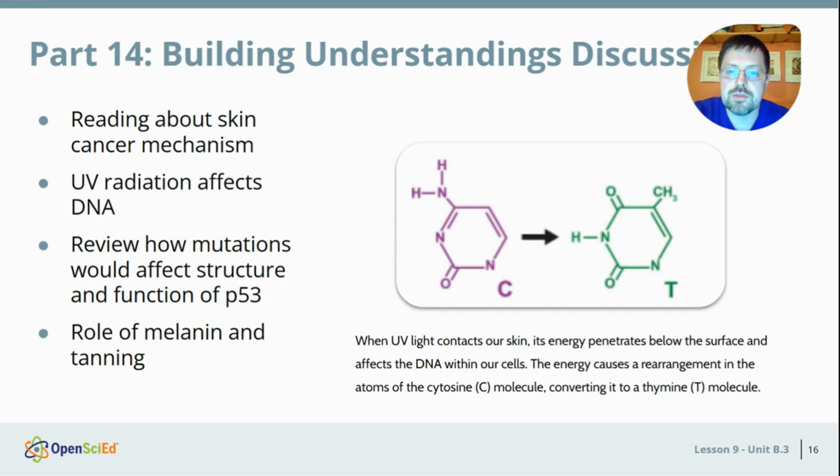In the reading, students find out that UV causes our cytosine nucleotide to change to thymine. This is a good opportunity to revisit what students learned about DNA, mRNA, and proteins in lessons 5 and 6 of this unit. Switching a C for a T in a gene like P53 could lead to skin cancer. It's important to emphasize that melanin and sunscreen can lessen the impact of UV radiation on our skin.